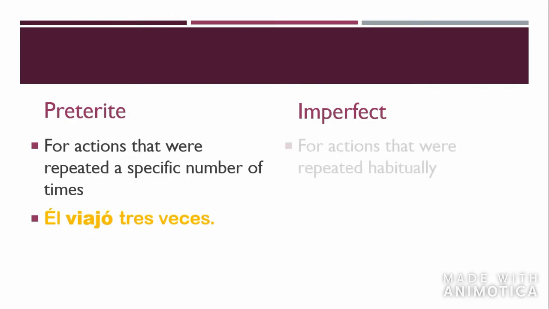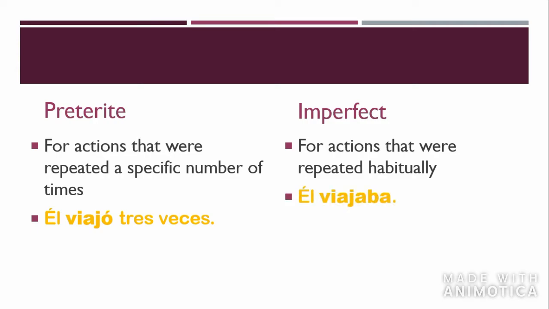The imperfect tense, on the other hand, is used for actions that were repeated habitually. Él viajaba. That means in the past, you could expect him to travel a lot. You could expect that traveling was something that he did on a regular basis. It was something that he did often.